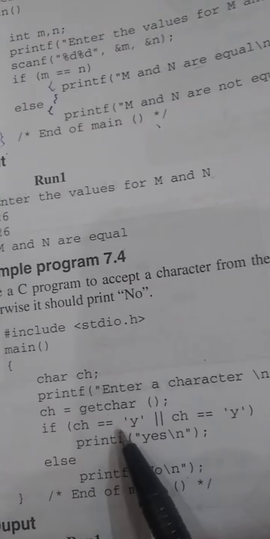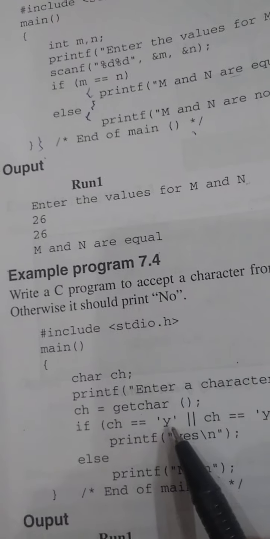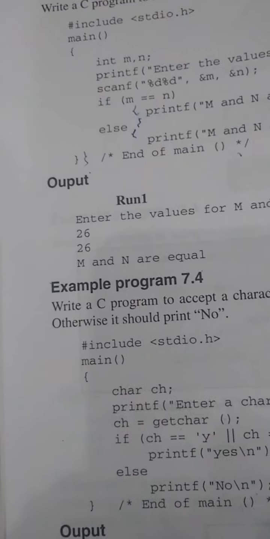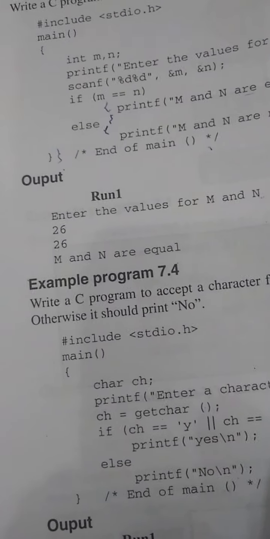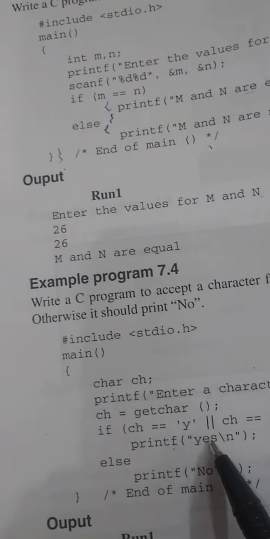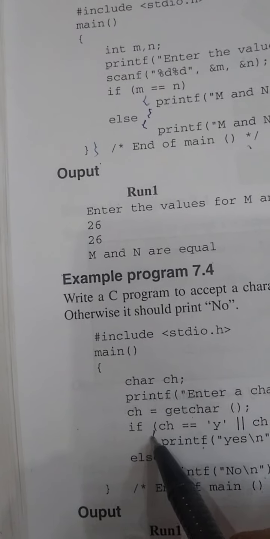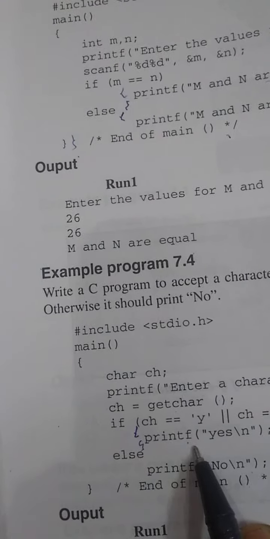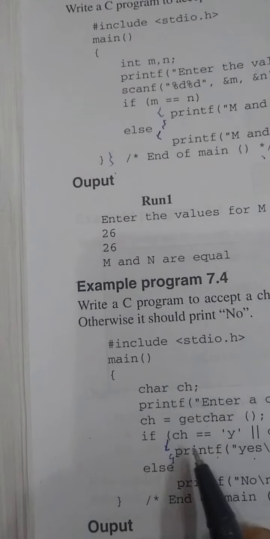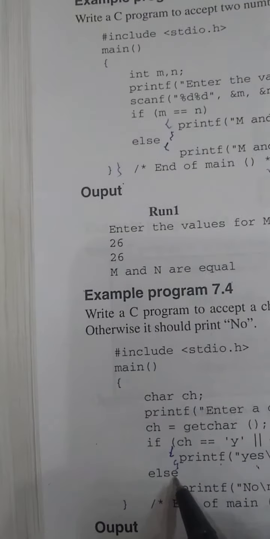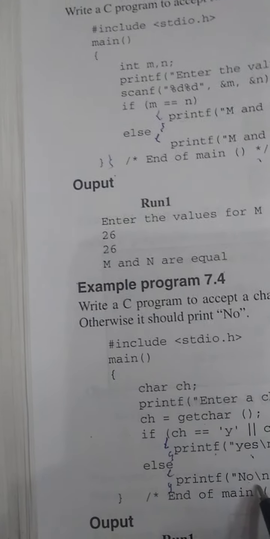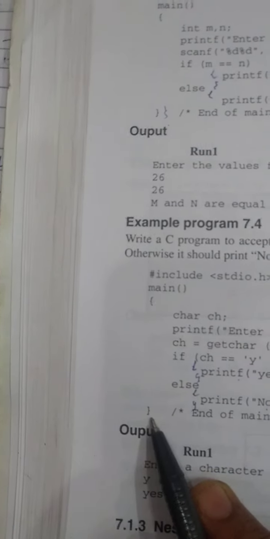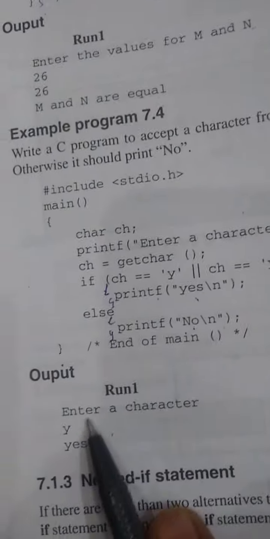If this character is equal, meaning you use double equal to y, then again with a left curly brace and a right curly brace you use printf. If this is true, then printf yes, it is y, meaning character equal to y, and else it does not equal, so printf no. And again you end the main function. See here the result.